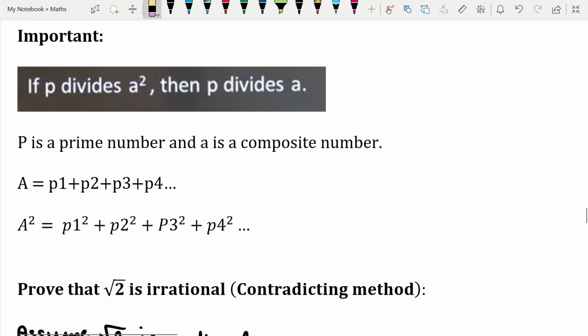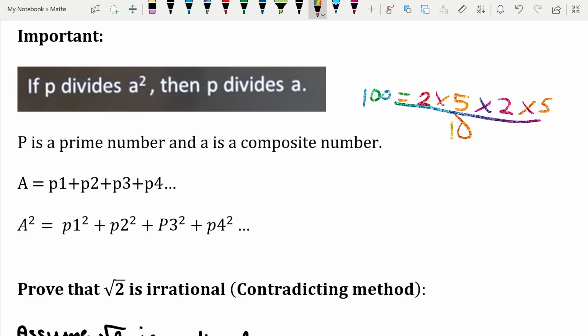Important: if p divides a square, then p divides a. Very important. So if you've got 10 square, 100 is equal to 2 times 5 times 2 times 5, right? But let's say 10 divides, 5 divides, and 2 divides, or 4 divides, or 25 divides, all those numbers divide 100.